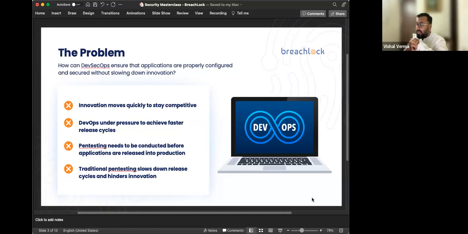And the last one is that traditional pen testing slows down the release cycles and hinders innovation. It briefly overlaps with the third point that we talked about. Any issues which are uncovered during the last phase of the release, or the N-1 phase of the release cycle, cost a huge amount of rework in terms of effort and money for any organization to go back and redo the exercise of fixing those vulnerabilities.